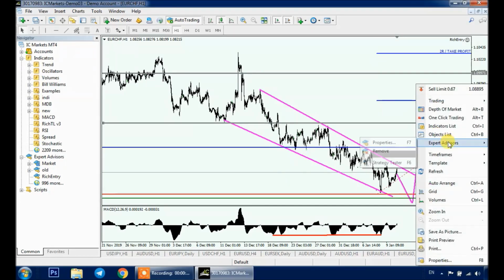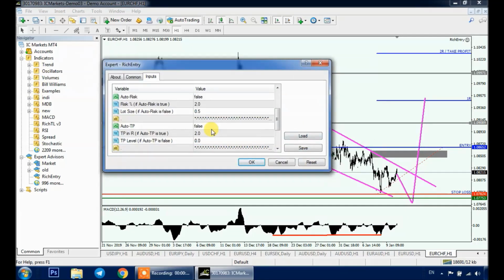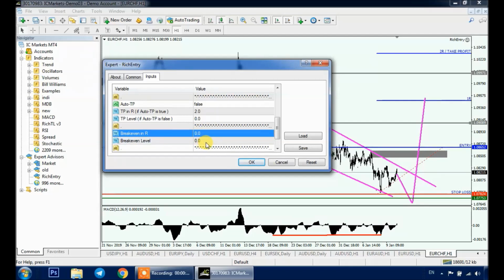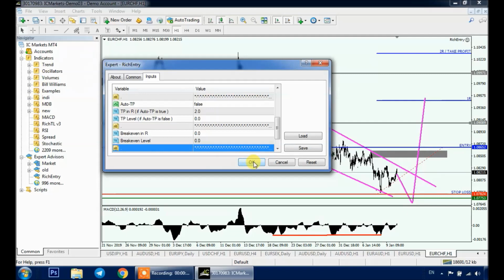The second break-even feature is moving stop loss to entry when price reaches a certain level. For example, if 1.0979 is entered, then the EA will move stop loss to break-even when price reaches this level. And as usual, if break-even in R and break-even level are left blank, then the EA will not move stop loss to break-even no matter what happens.